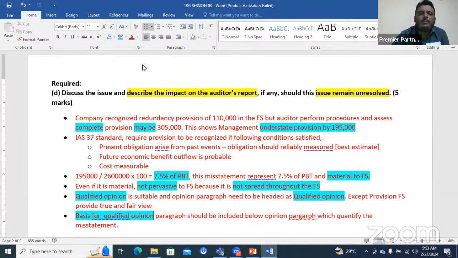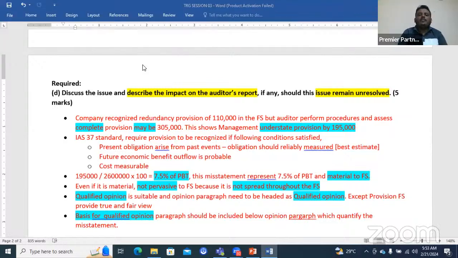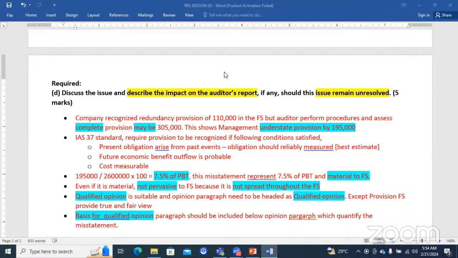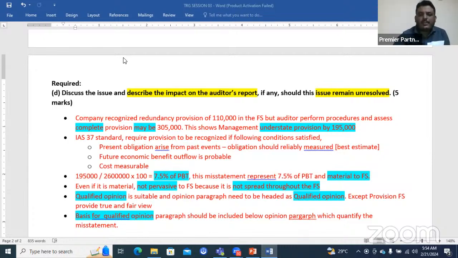Now you all understood how to approach impact on the audit report. Yes or no? Self-study students, are you comfortable with this? Is it clear how to write? Fine. Copy this answer. Okay, fine. Then I'll share this tute after the class. Don't worry.